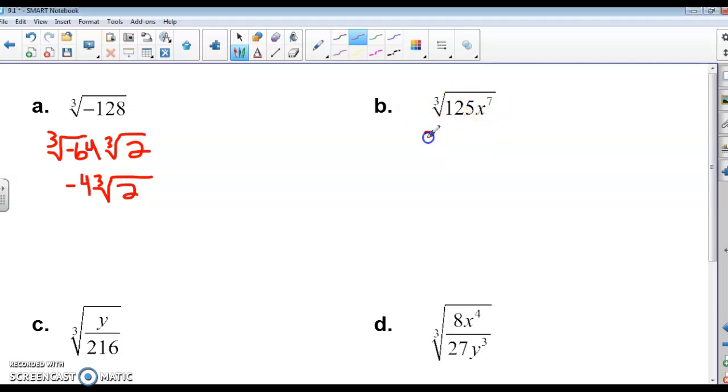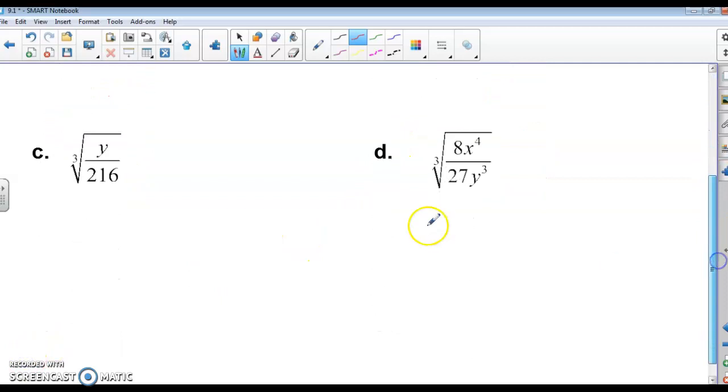So what I'm going to do is separate this into perfect cube factors, which would be 125, x to the 6th, and then the cube root of x. So the cube root of 125 is 5, and 6 divided by 3 is 2, so I'd get 5x squared times the cube root of x. All right, so that is the answer to that one.